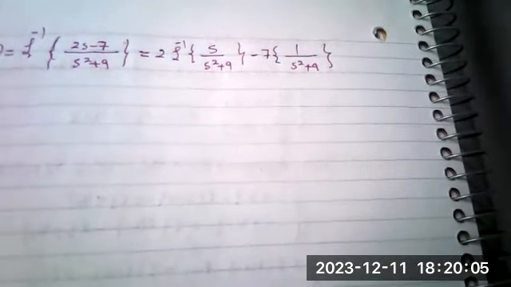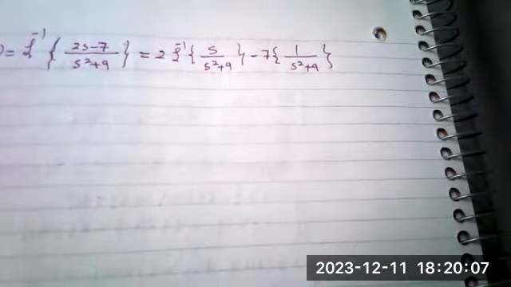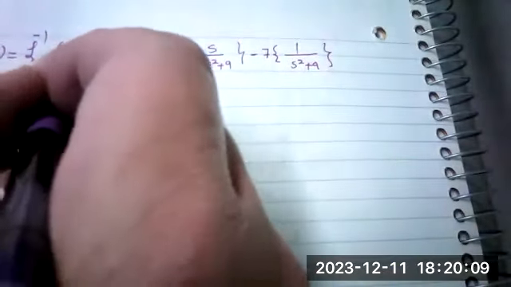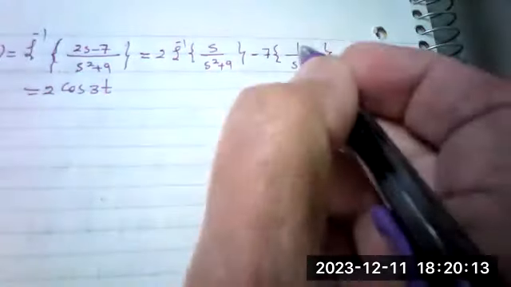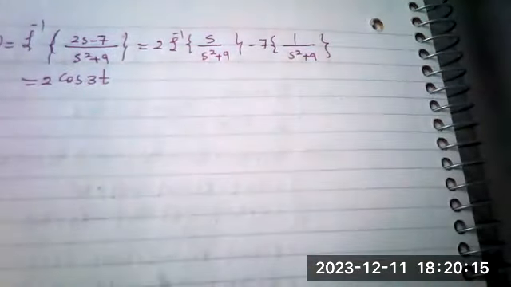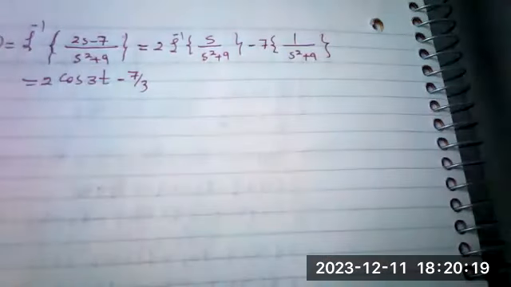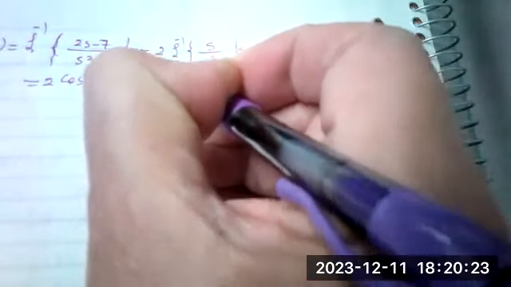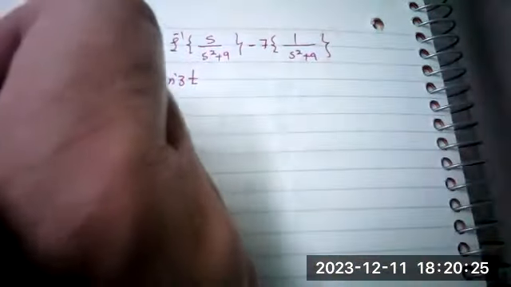Now, the first one is going to be the cosine. The second one, you need a 3. So it's going to be 2 cosine of 3t, the first one. The second one, you need a 3 on the top, so it's going to be minus 7/3 sine of 3t. So that would be your g of t. Any question?